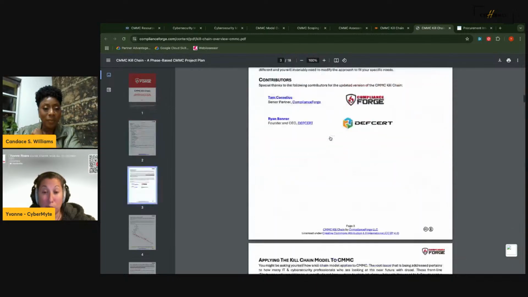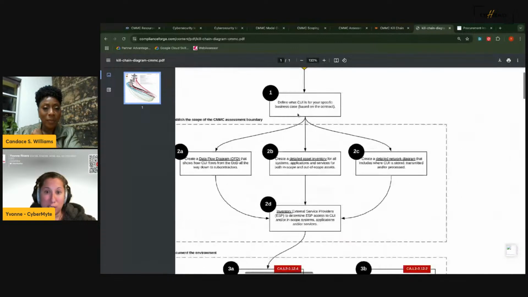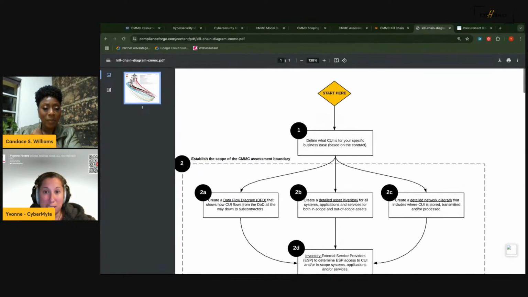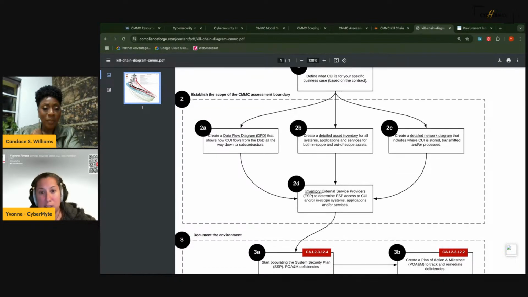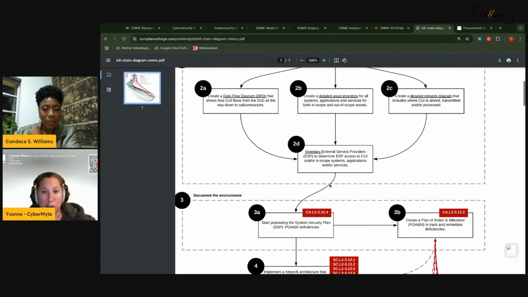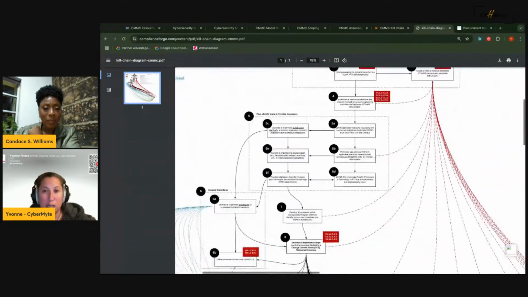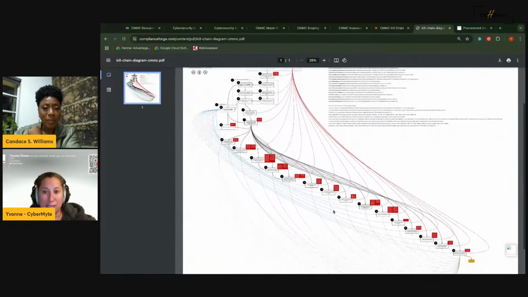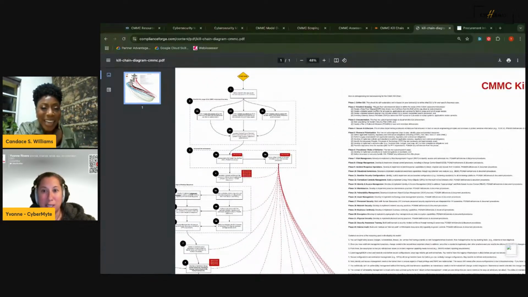Okay, this is another really big document that they made, but this is really cool. It's their CMMC kill chain, and it's talking about what we're talking about right now, like how to start, where to go. It's basically documenting the whole entire flow, and they did it all literally like this. Yeah, it's intense, but it looks cool. So phase 2 is basically scoping, and they just break it down.